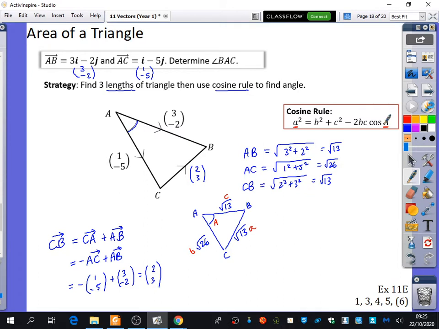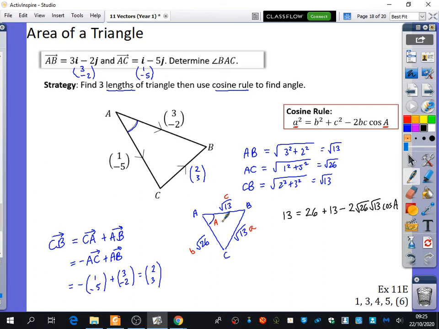So A squared is root 13 squared, which is obviously just 13. B squared is root 26 squared, which is obviously just 26. C squared is just going to be 13. And then here we've got minus 2bc cos A. So that's minus 2 times root 26 times root 13 times cos of A. And A is the angle that we're trying to find.